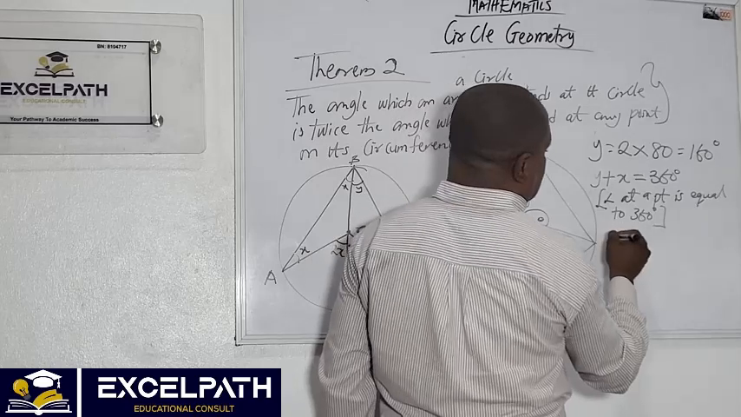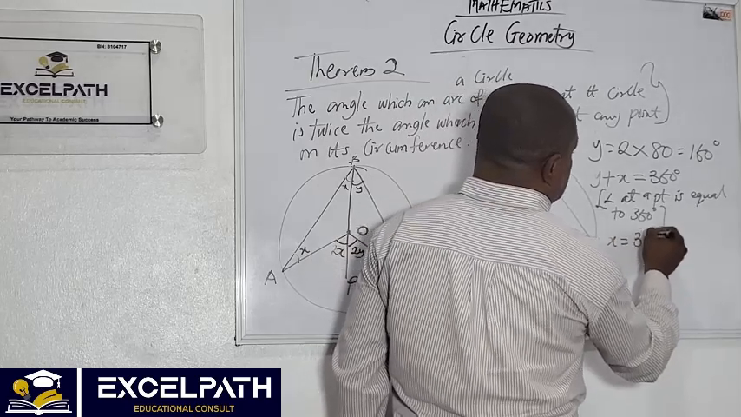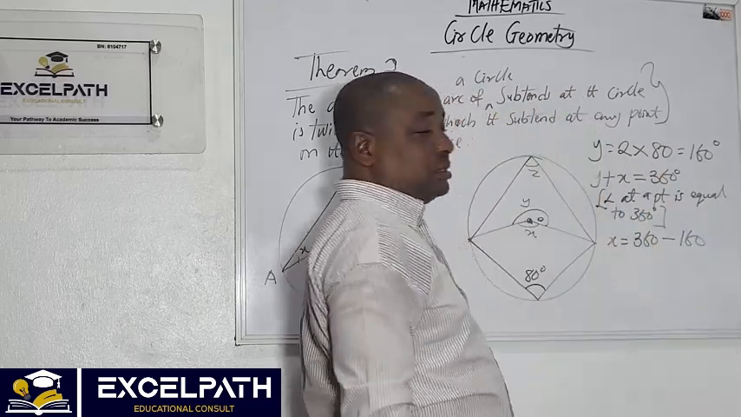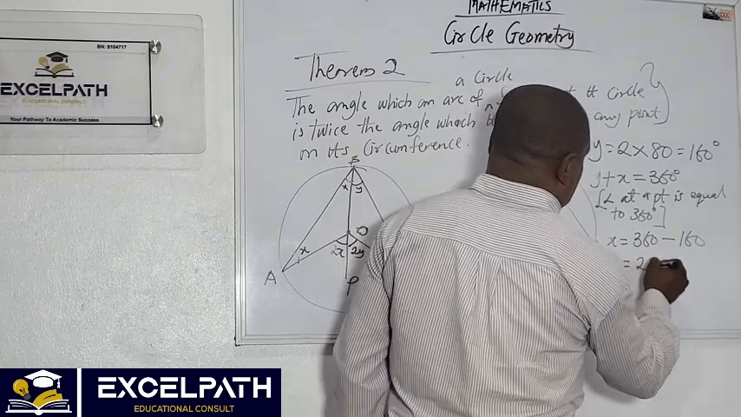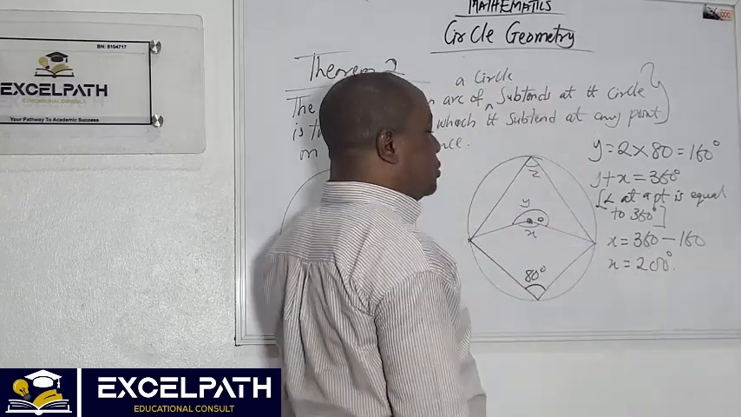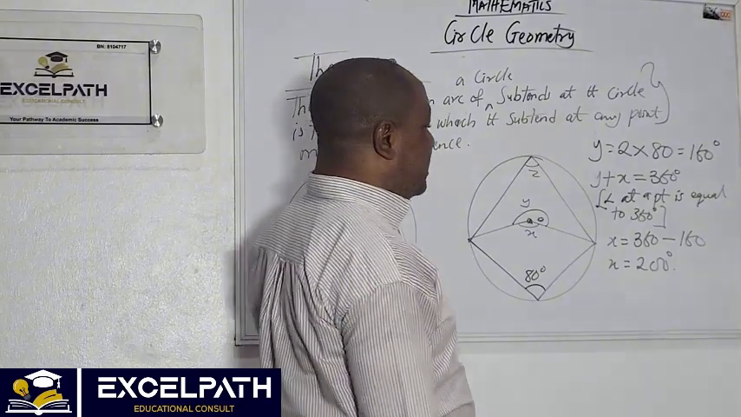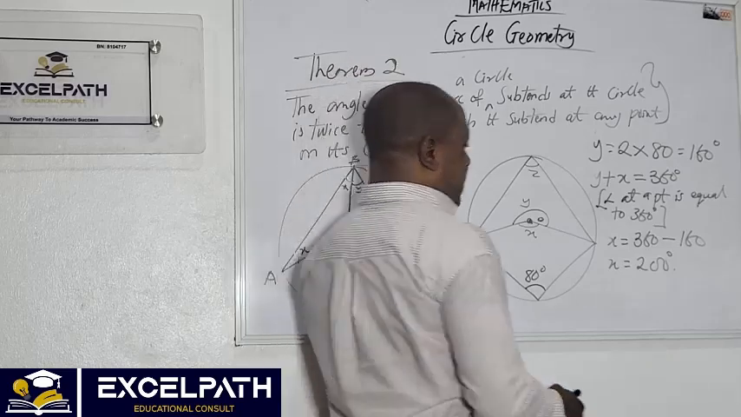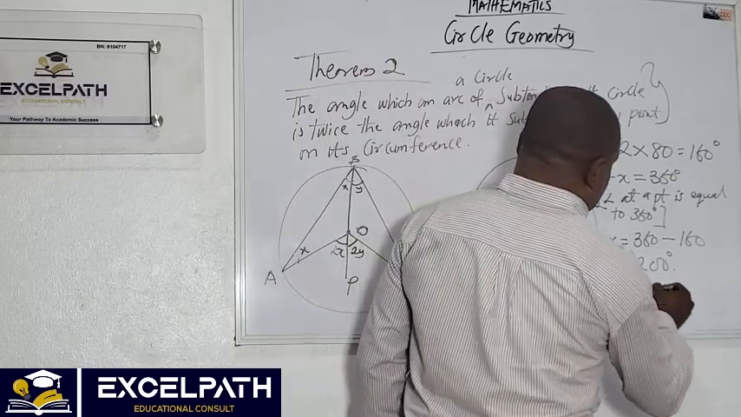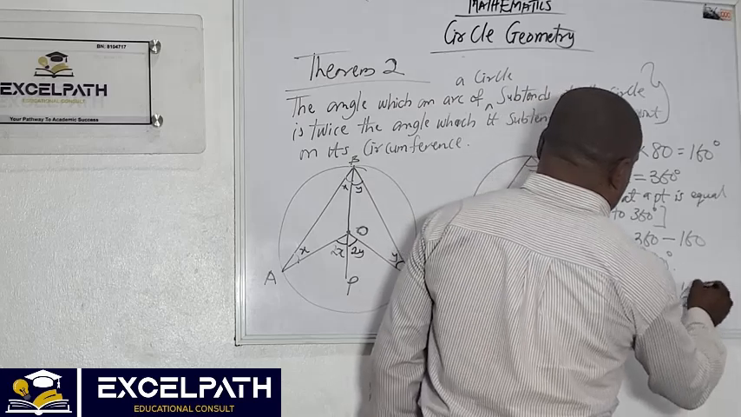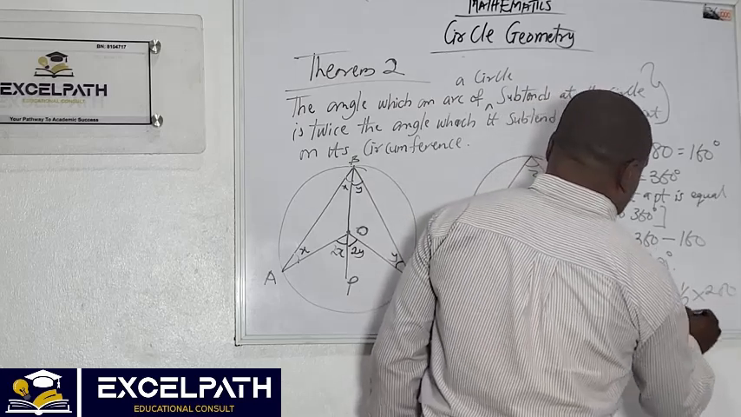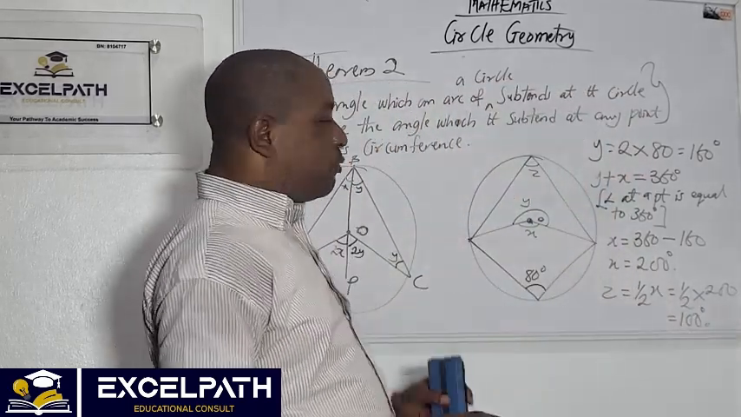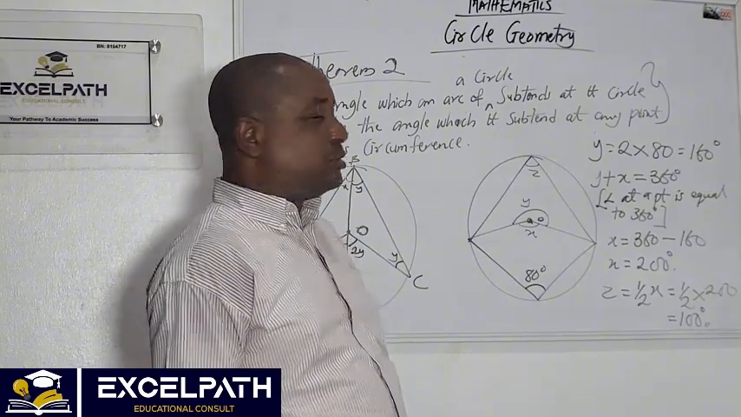So our x will be 360 minus 160, which gives us x equal to 200 degrees. So if x is 200 degrees, which is underneath, what will be our z? Our z will be equal to half of x, which is 1 over 2 times 200, which gives us 100 degrees. Very simple. You can see it. There is nothing to think about.